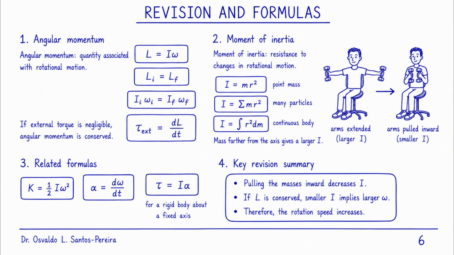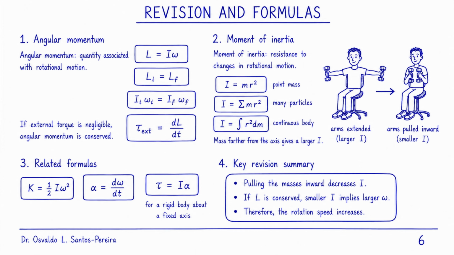The moment of inertia measures how strongly a body resists changes in its rotational motion. For a point mass, it depends on the mass and on the square of its distance from the rotation axis. For a system of particles, the contributions of all particles must be added. For a continuous body, the same calculation is performed by integrating over the entire mass distribution. The key physical point is that mass located farther from the axis produces a larger moment of inertia. This is why the person has a larger moment of inertia when the arms are extended and a smaller one when the dumbbells are pulled inward.